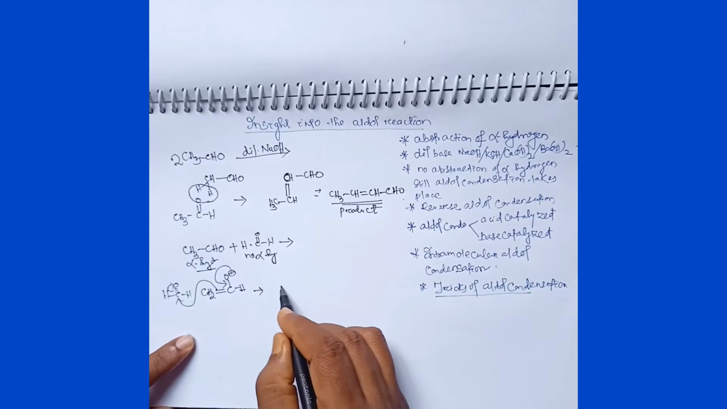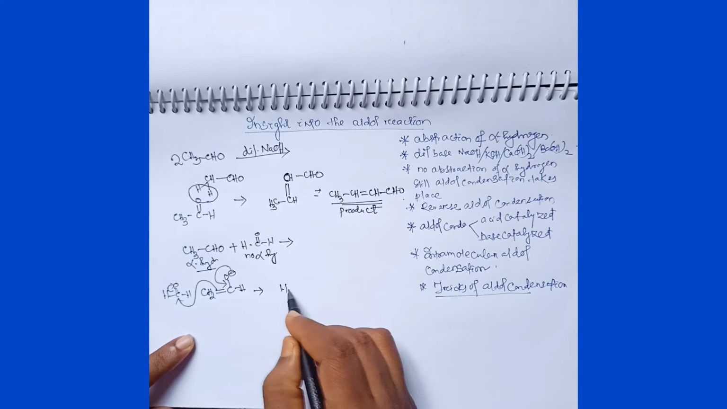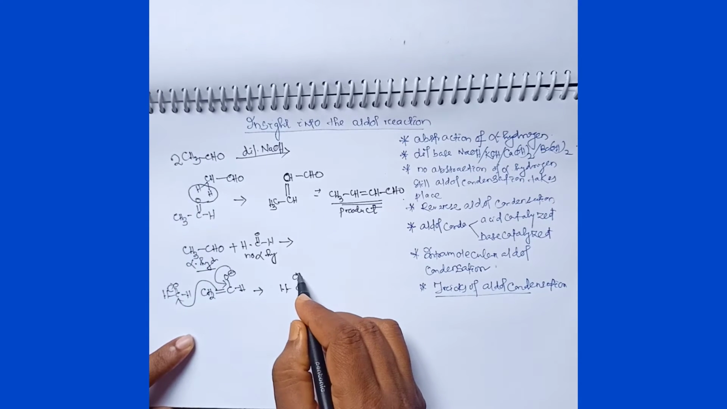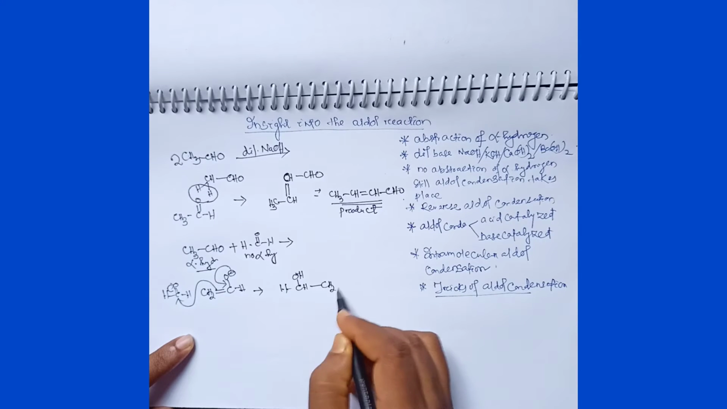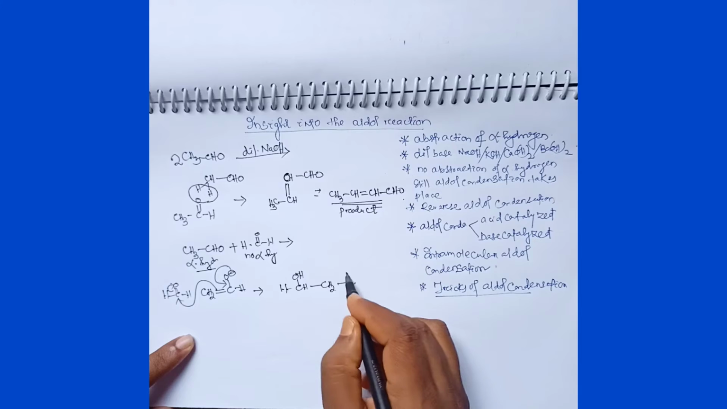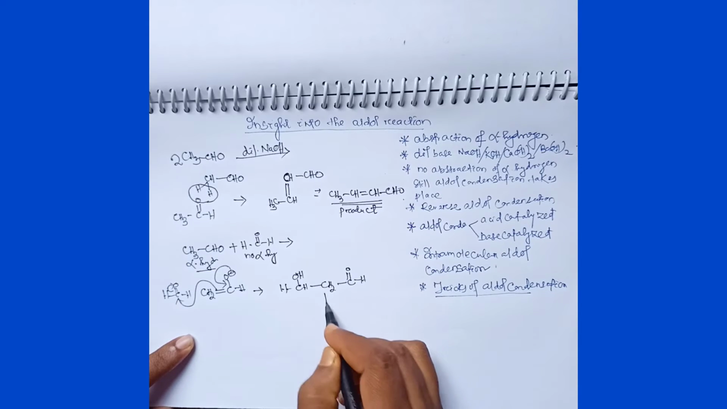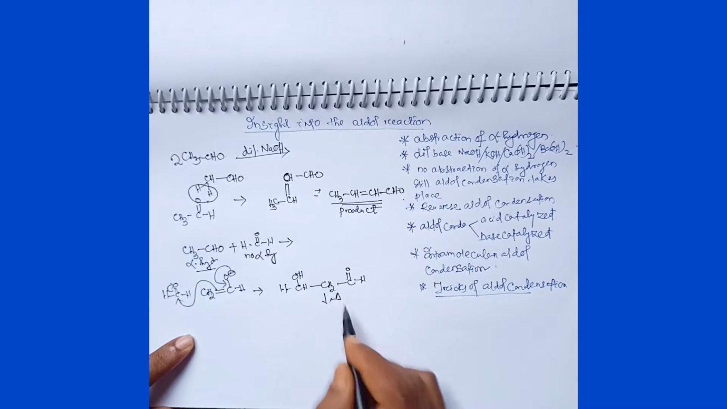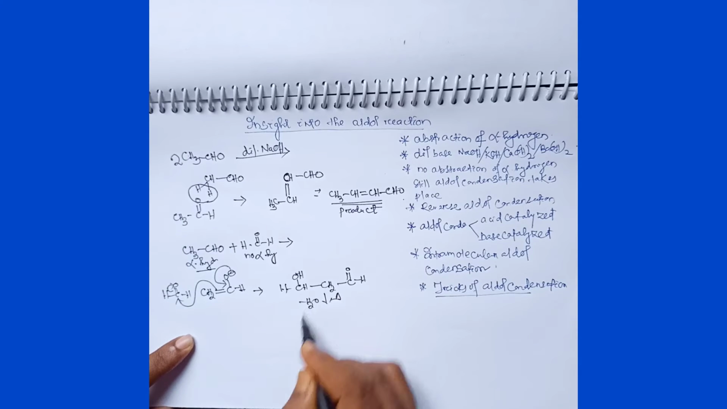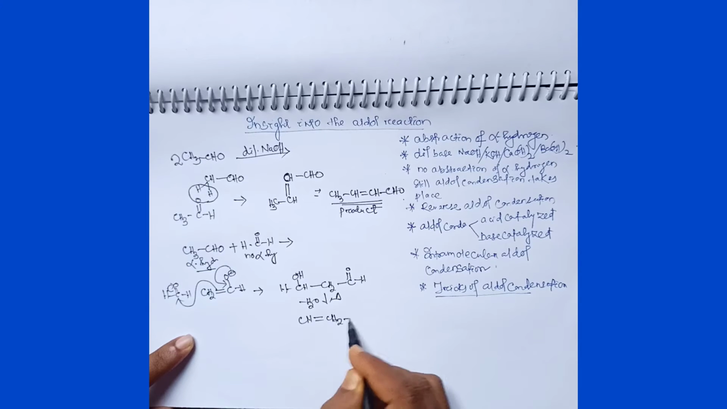So the product will be HCO, CH2, CHO. After heating, dehydration will take place. So it will be CH2=CHCHO.